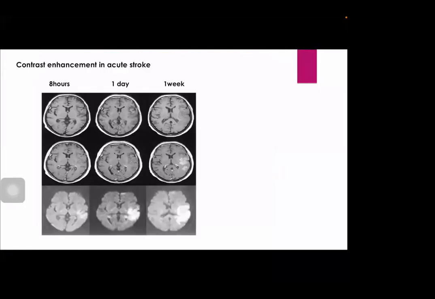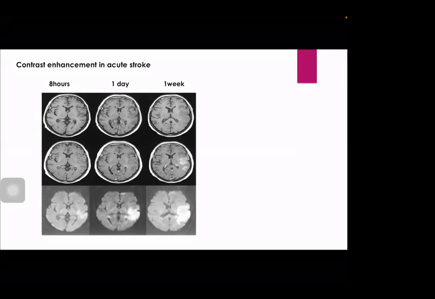The contrast enhancement. Actually, for contrast enhancement, we have what's called the rule of two. It is said that the contrast enhancement in infarction starts on day 2, peaks at week 2, and starts to resolve after the second week. I couldn't get a clear picture of it, actually. Here is what I was able to get.